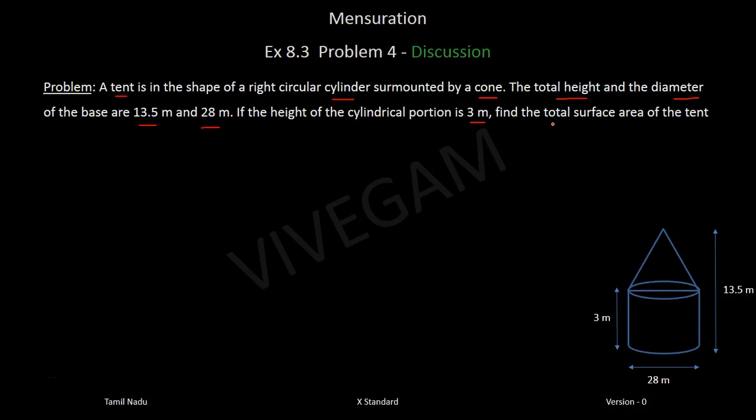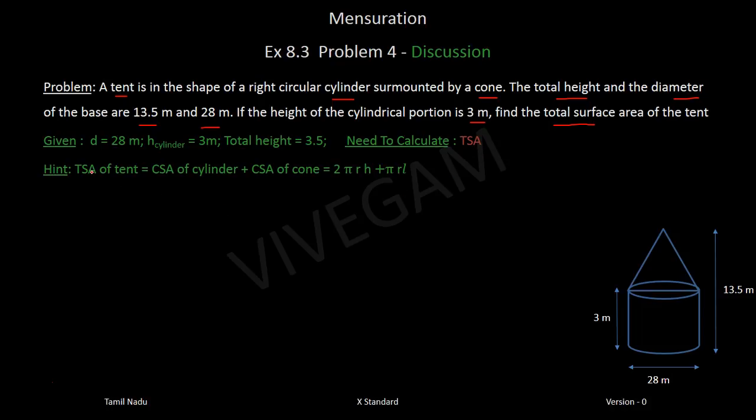And what are we asked to calculate? We are asked to calculate the total surface area. So that is the curved surface area of this cone plus the curved surface area of the cylinder. Okay, so let's write it. The diameter is given as 28 meters. Height of the cylinder is 3 meters. Total height is given as 13.5 meters. And we need to calculate the total surface area of the tent.